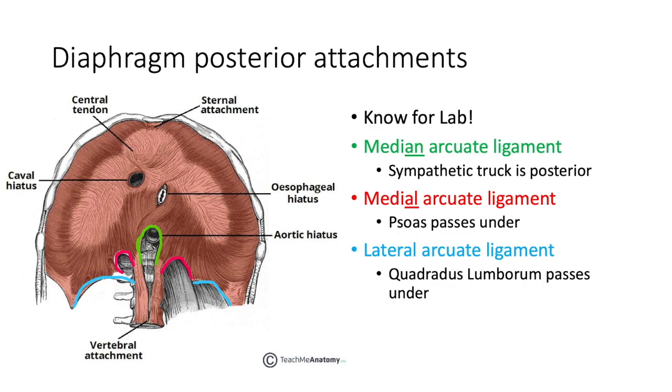So median lies in the middle, and then medial is lying lateral to the median, but it's more medial than lateral, if that makes sense. And then our lateral arcuate ligament is on the outside. So posterior to the median arcuate ligament is the sympathetic trunk. The psoas passes under the medial arcuate ligament, and the Quadratus Lumborum passes under the lateral arcuate ligament.